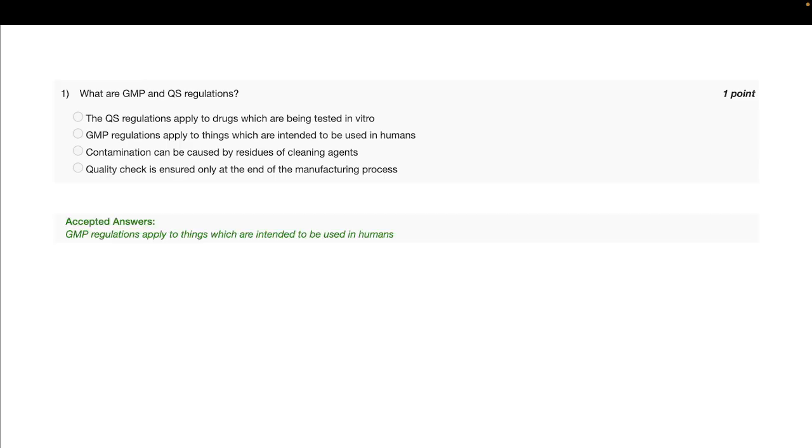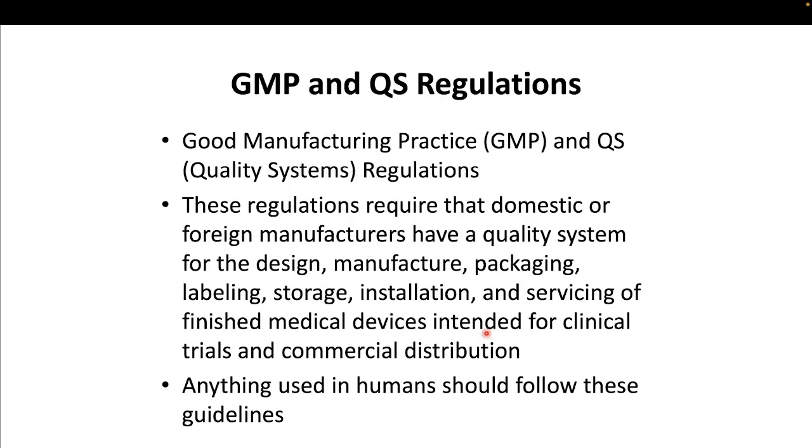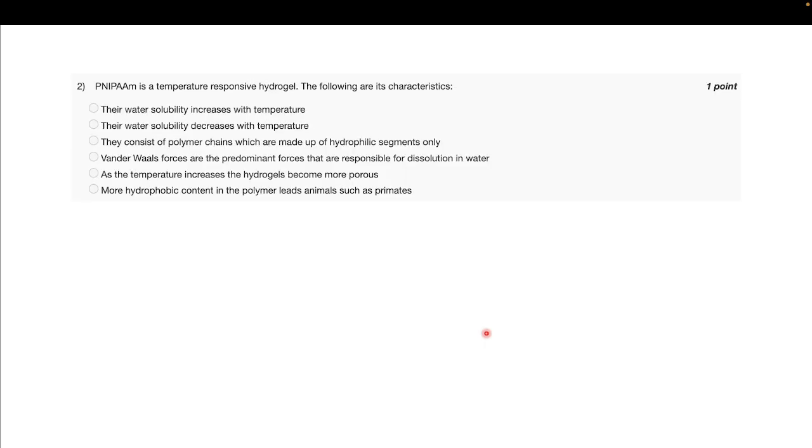The correct answer is that GMP regulations apply to things which are intended to be used in humans. So what is GMP? GMP is nothing but good manufacturing practices. These are properly defined protocols, and they apply to anything that has to be used in humans, be it food or be it medicine. So you can read more about GMP and quality control regulations in this particular slide. Okay, then I'll move on towards the next question.